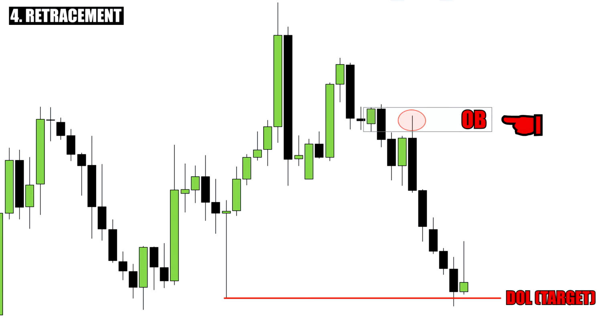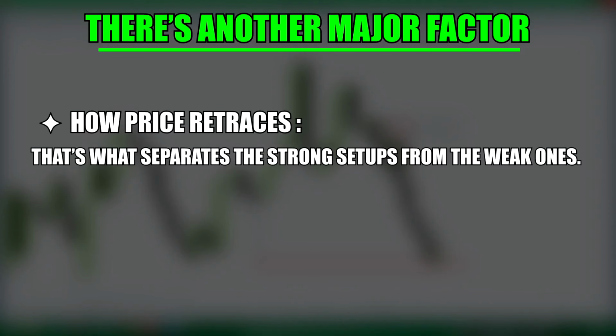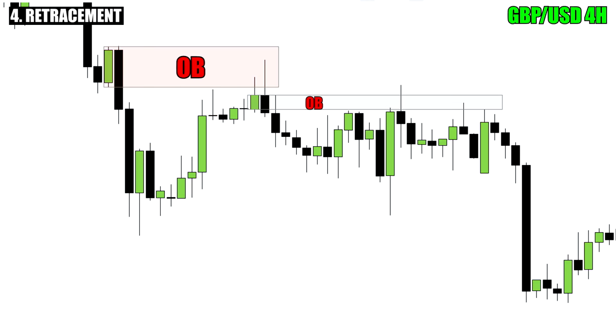Of course, it's partially due to the broader context, the directional bias, and the liquidity target. But there's another major factor, how price retraces. That's what separates the strong setups from the weak ones. Let's take another example. Here, we see an order block built off an earlier one and a previous fair value gap. The way price pulls back into this zone matches the behavior we saw in the earlier successful setup. That's the pattern we're after.